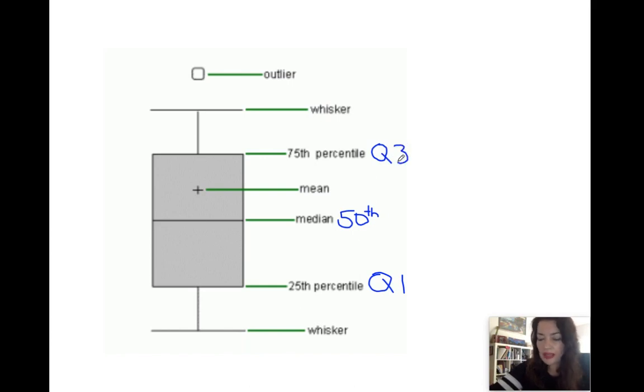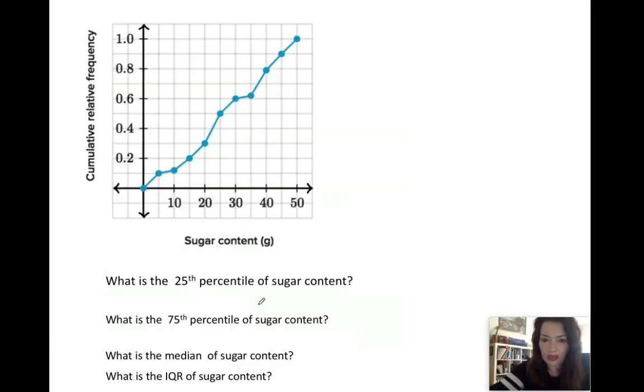So if I wanted something in the 85th percentile, I know that it is somewhere above 75, so it'd be somewhere around here. If I wanted something in the 30th percentile, it would be between the 25th and the median, so in this quadrant right here. If I wanted something in the 20th percentile, it would be in this quadrant here. So let's go ahead and see what we have next.